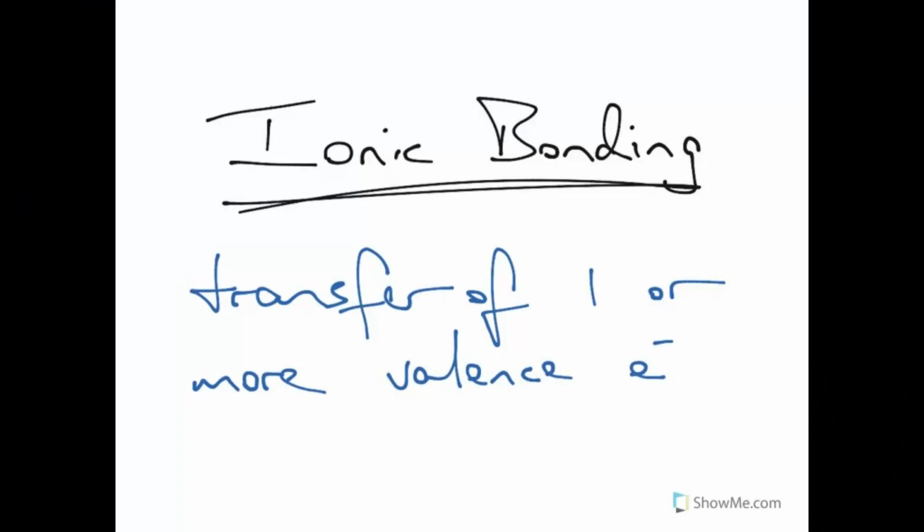Ionic bonding involves the transfer of one or more valence electrons from one atom to another. Keep in mind we are only considering the valence electrons as they are the ones involved in chemical reactions. Also, the word transfer is actually a simplification. In reality, there is no complete transfer of electrons between atoms, as we will see a little bit later on.